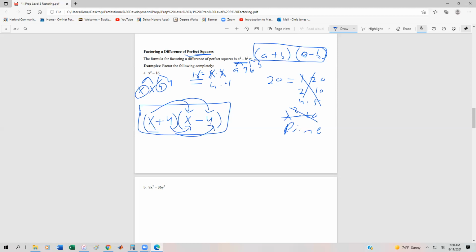So we have x times x by FOILing, we have x squared, and we have x times negative 4, which is a negative 4x. Our inner terms are going to be positive 4x, and then the last terms, positive 4 times negative 4, is negative 16. Inner terms cancel out, and we're left with x squared minus 16, which was the original binomial. All right, so that's how you can check your answers.